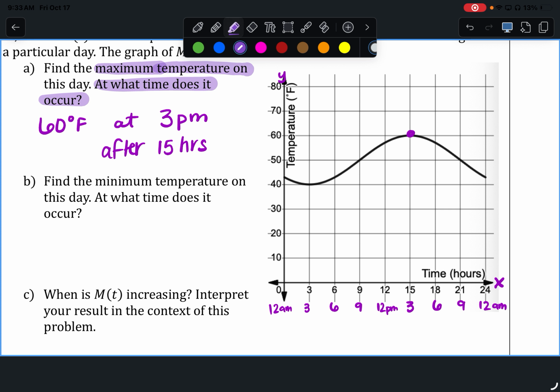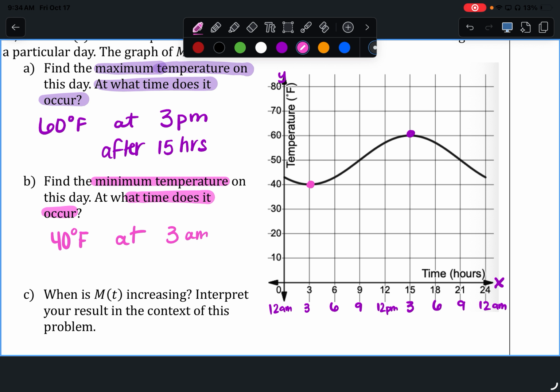Okay. The next one says, find the minimum temperature on this day. What is the minimum temperature? 40. Not just 40, but 40 degrees Fahrenheit. And at what time does that occur? At 3 a.m. Or you could say after 3 hours. Either's fine.